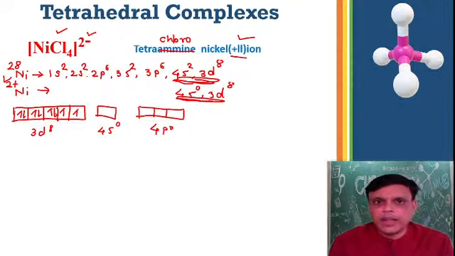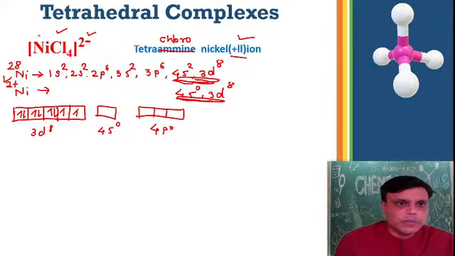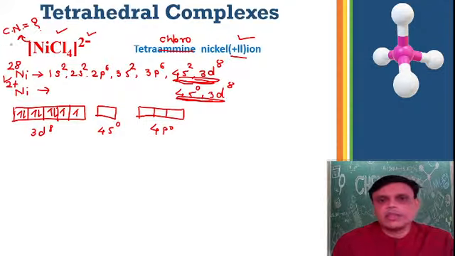Then we will apply the assumptions of valence bond theory. So what is the first assumption of valence bond theory? First assumption is metal should have vacant orbitals equal to its coordination number. Now in this complex, what is the coordination number of nickel? Tell me the coordination number of NiCl4 2 minus.